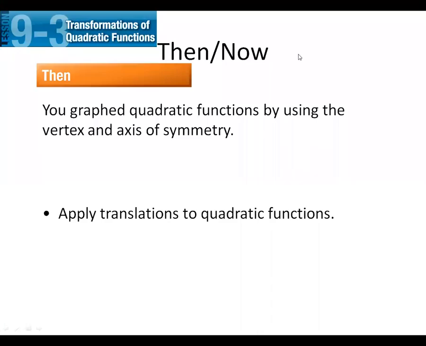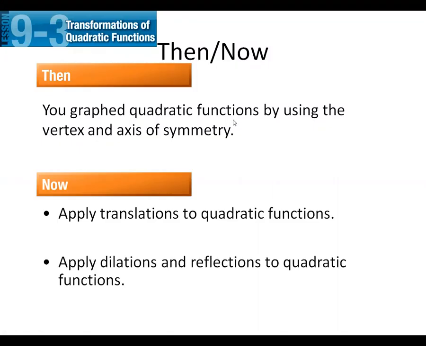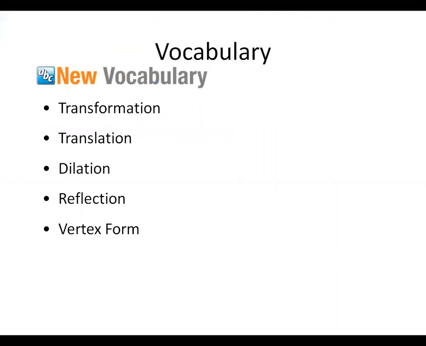All right, guys, section 3 of chapter 9, transformations of quadratic functions. Previously you graphed quadratic functions using the vertex and axis of symmetry. Now we're going to apply translations to quadratic functions and apply dilations and reflections to them as well. And we'll talk about what all that means. That's just part of our vocab today: transformation, translation, dilation, reflection, something called vertex form.